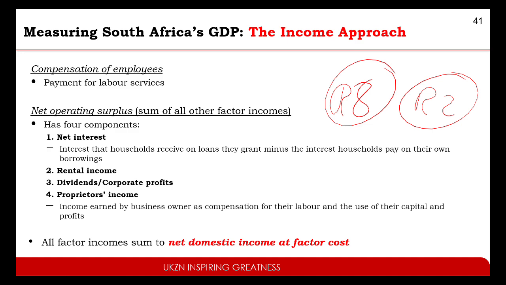Rental income, you obviously offer rental to people and stuff, so that's a form of income. Dividends, you invest in businesses, you get shares, dividends. Proprietors' income is income owned by a business, self-employment, right? You own a business by yourself. All factors over here are net income, right? So this is literally what goes into the GDP income approach.